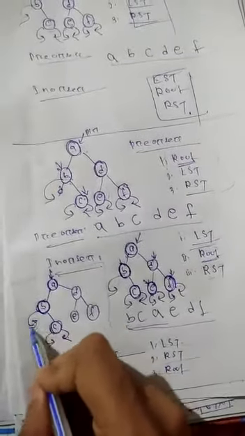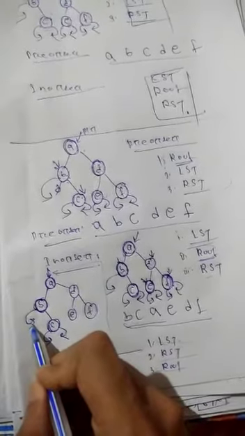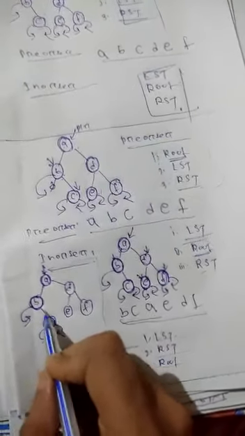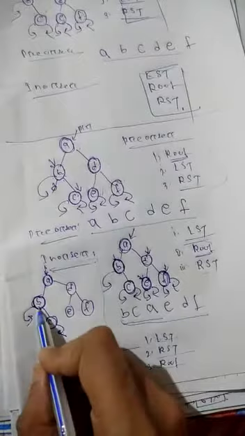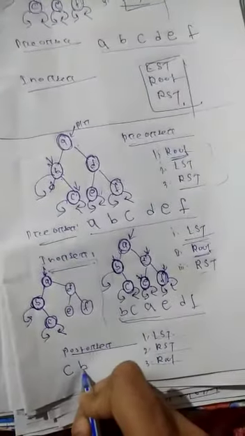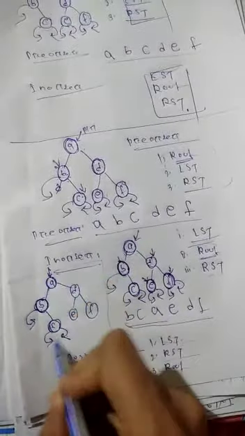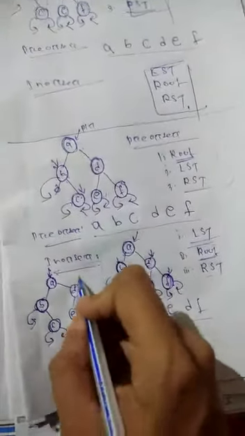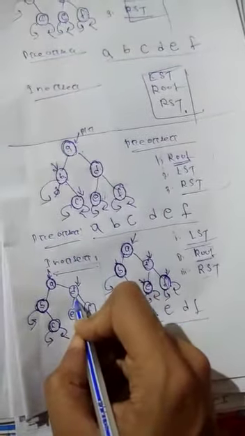B's left subtree is already covered. Then the right subtree is also covered. Then last we have to print it. B will be printed. Okay, C, B. Then we have to return to A. For A, only the left subtree is covered. Then it goes to the right subtree. Then here we have to go to the right subtree.